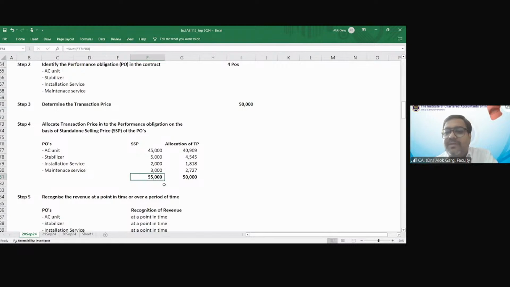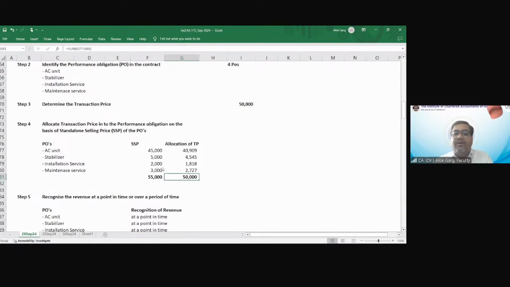What does it mean? It means the entity is giving a discount of 5,000 on this entire package, right? So technically, we have allocated the transaction price of 50,000 in the ratio of standalone selling price of these performance obligations. So technically the 5,000 rupees of discount has been allocated across all four performance obligations. So what is the standalone selling price? It is the fair value, the individual selling price of the performance obligation, right?